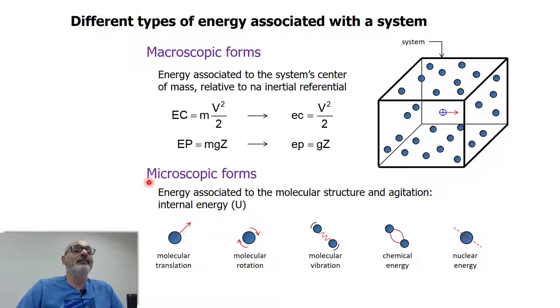The microscopic forms of energy are associated with the individual motion of the particles that constitute the system. So you have molecular translation, which is closely related to temperature. You also have rotation, vibration, chemical energy, nuclear energy. If you want to produce energy by a chemical reaction, you break these bonds here and you may have energy. If you break down the nucleus of these particles, you can have nuclear energy, okay?